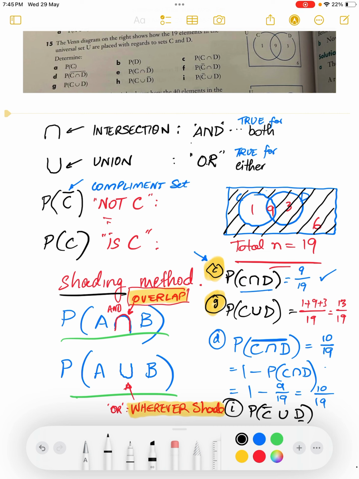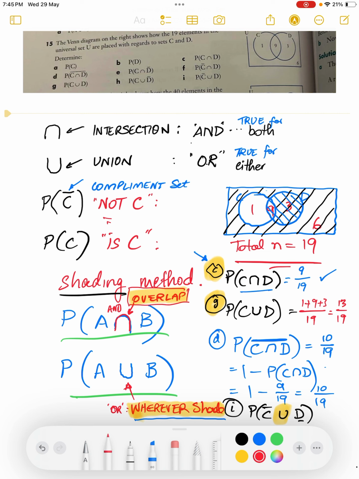Now I'm going to shade D the other direction. This is D, so I'm going to shade inside set D, and that's my shading method. And the union is wherever we've shaded. So remember here I've said the union is wherever we've shaded. And the only number that missed out was the number 1.